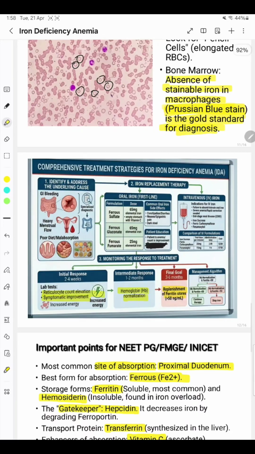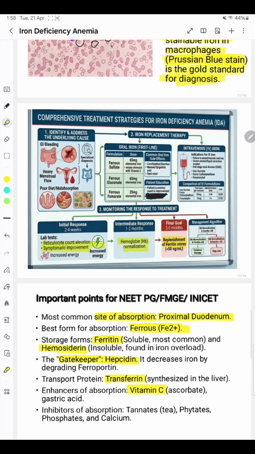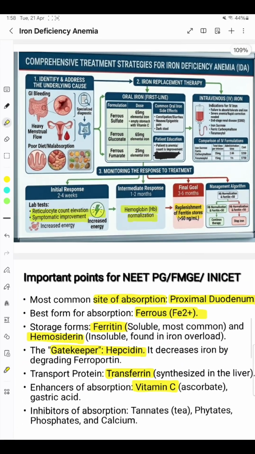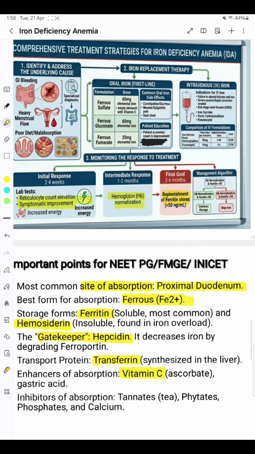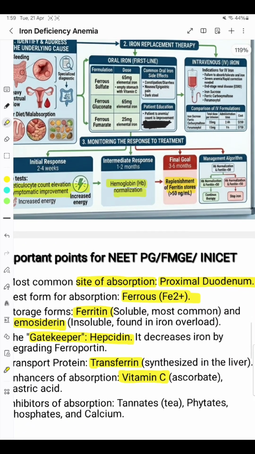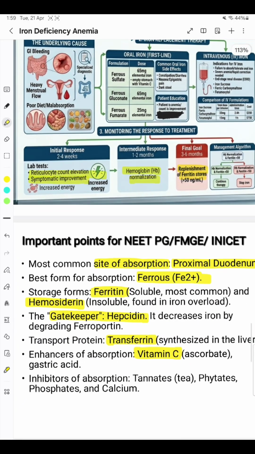For the treatment of iron deficiency anemia, first rule out the underlying cause and address the cause. Iron deficiency anemia can be due to blood loss or dietary deficiency. After addressing the cause, there is an option of iron replacement therapy, which can be given as oral iron or in the form of IV iron based on the requirement of the patient.